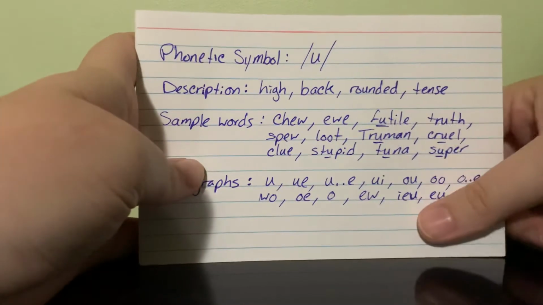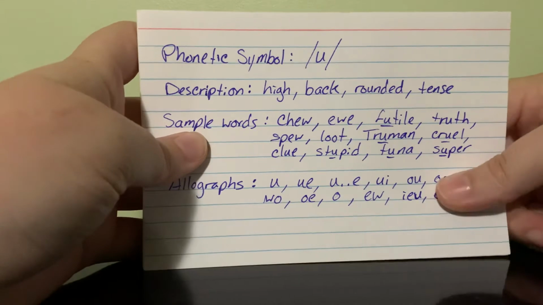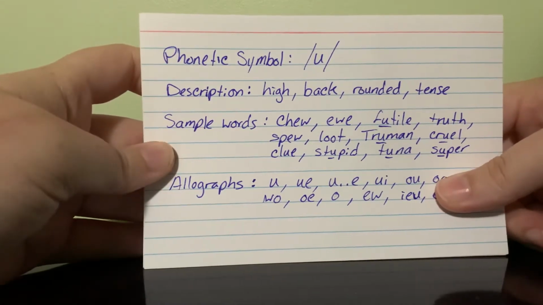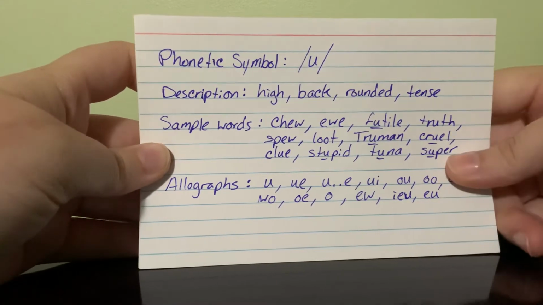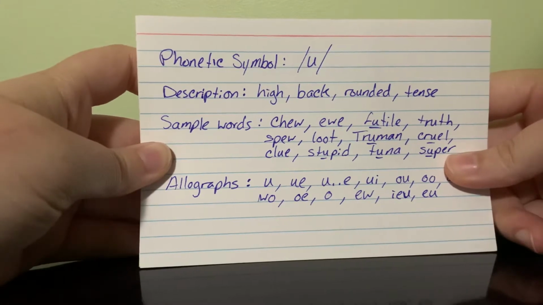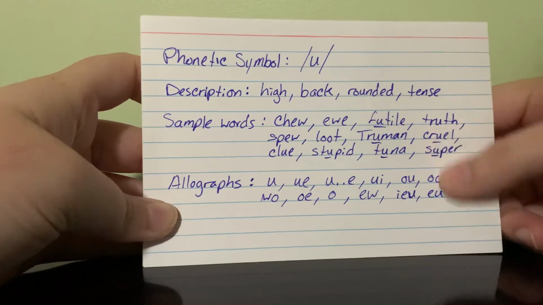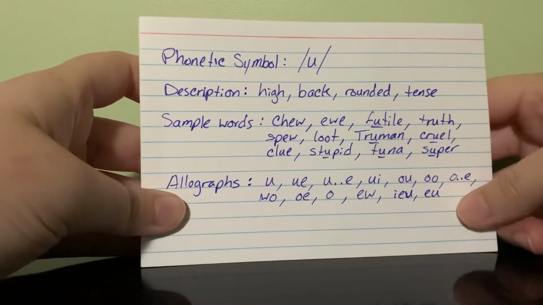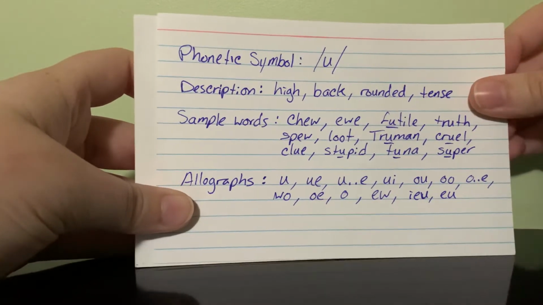Next back vowel is the lowercase u. It's listed as oo in a sound. The description is high back, rounded, and tense in words such as chew, futile, truth, loot, tuna, super. All that oo sound basically. And then the various allographs here at the bottom that it could show up as in any of those words.